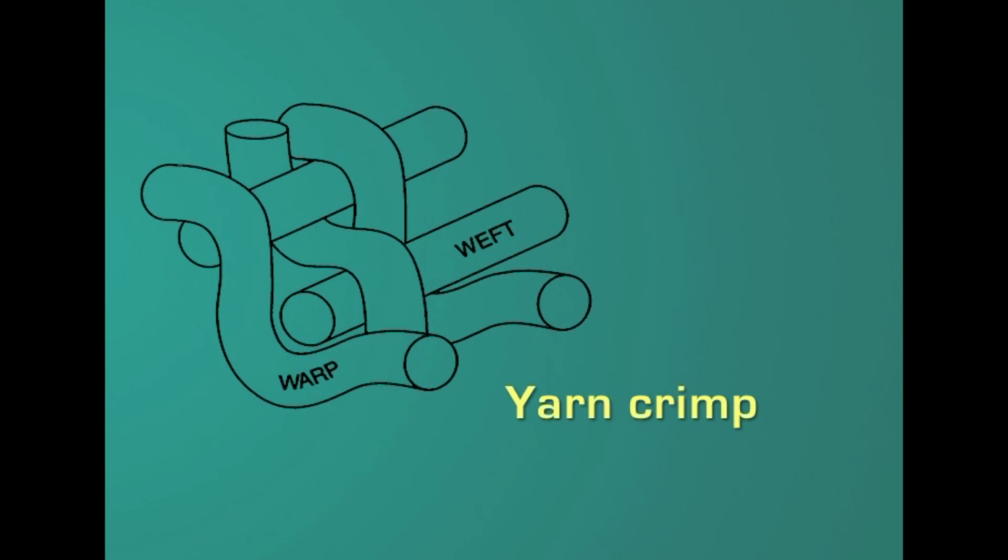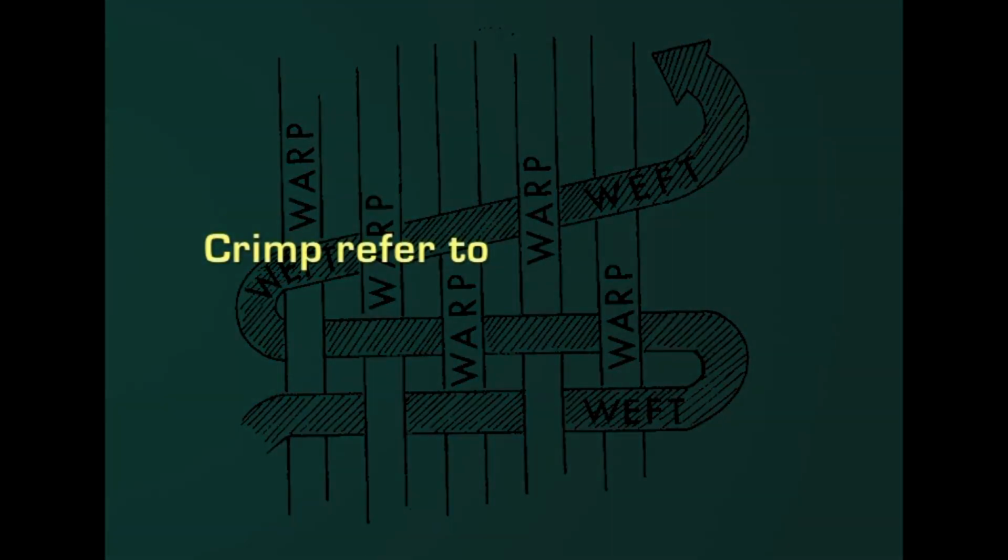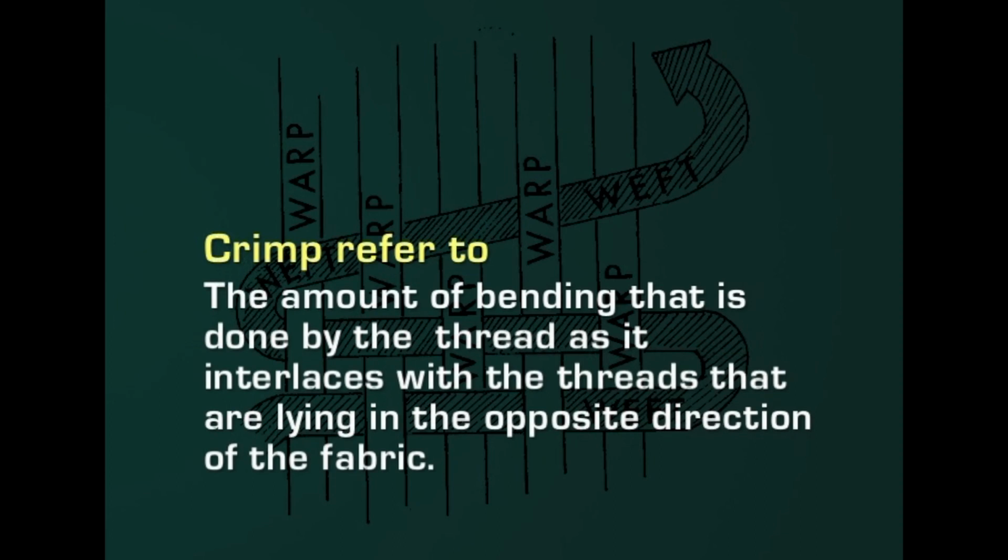So, the next factor in the yarn is the yarn crimp. This generally happens when the warp yarns and the weft yarns undergo the weaving process: they pass one over the other. In the interlacement of these warp yarns and weft yarns, a certain amount of waviness is imparted to the yarns, and that we call yarn crimp. This refers to the amount of bending done by the thread as it interlaces with the other threads lying in the opposite direction of the fabric.